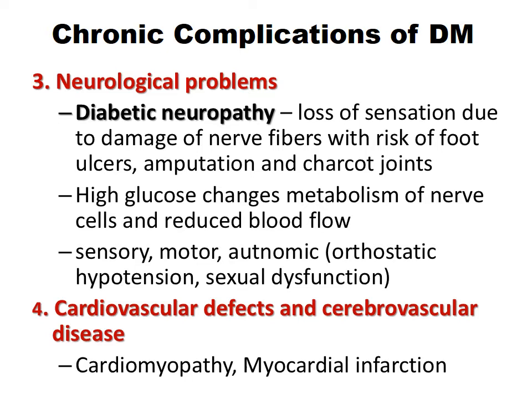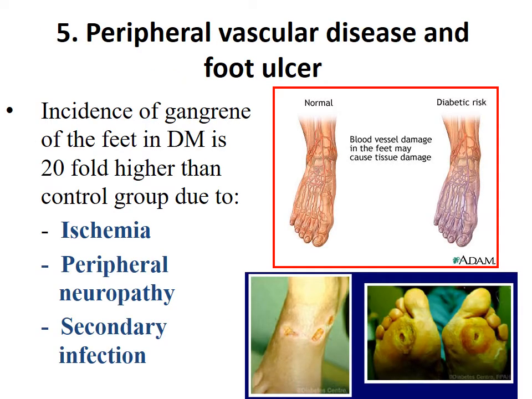Cardiovascular defects and cerebrovascular disease include cardiomyopathy and myocardial infarction. Peripheral vascular disease and foot ulcer. This is a complication of diabetes leading to a high incidence of gangrene in diabetes mellitus, where it is about 20-fold higher than the control group, due to the presence of ischemia, peripheral neuropathy, and secondary infection.